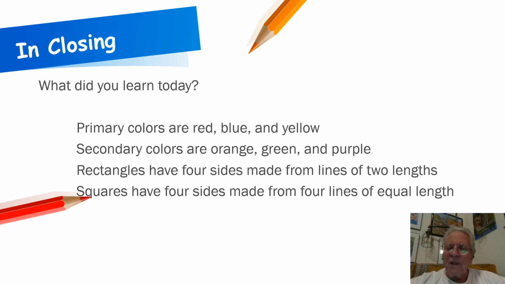And rectangles have 4 sides. And those are made from lines of 2 different lengths. And the squares have 4 sides made from 4 lines of equal lengths. So, what did we learn in a little over 15 minutes today? We learned about primary colors, secondary colors. We learned about the color green. We learned about the color yellow. We learned about rectangles and squares and how to make them. And that's what we're going to do for today.